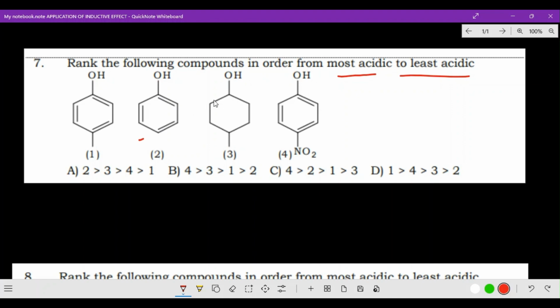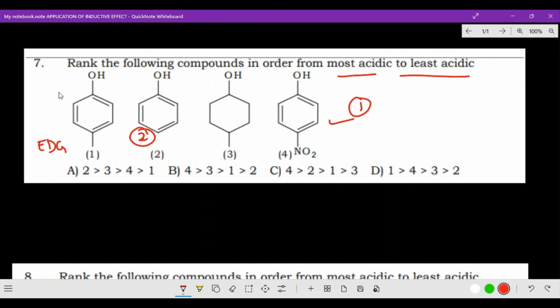Of course your eye will fall on the nitro one, which is the most acidic. You have to arrange it in order. So the fourth one will come first, and next to that, phenol. Comparatively, this is a methyl group and this is a methyl group, an electron donating group, so you cannot bring it here for most acidic. So this is the second, and the third one is among these.